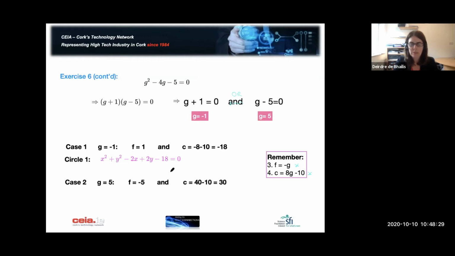I'll give you a few moments to generate the equation for circle 2 by inserting g, f, and c into the general equation for a circle. I don't have a poll for this, Eamon, but it's just a bit of time for people to catch their breath, as I know that when the calculations are written already on the screen, you need a little bit of processing time maybe. Okay, so circle 2 in that case gives us x squared plus y squared plus 10x minus 10y plus 30.